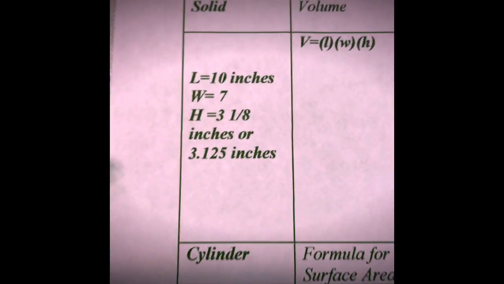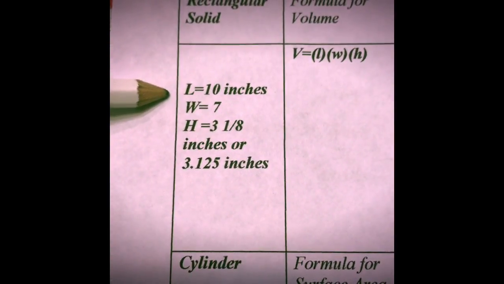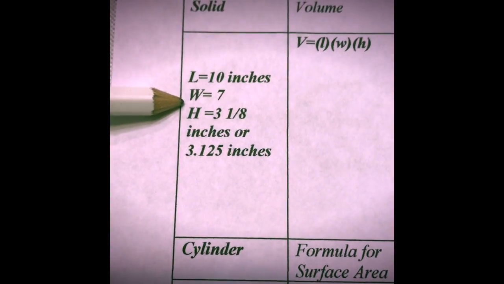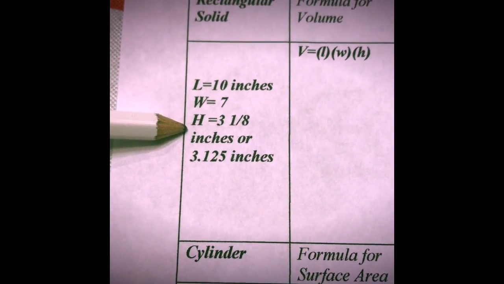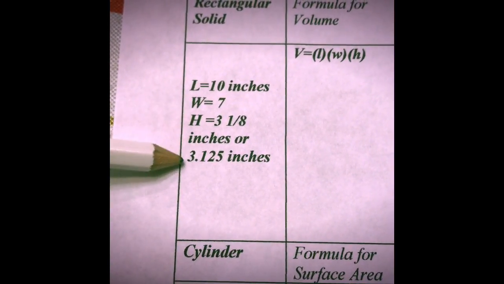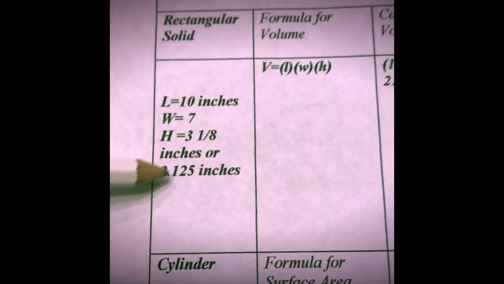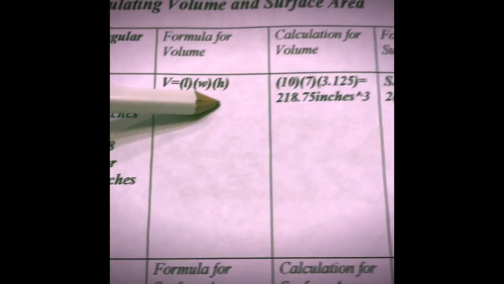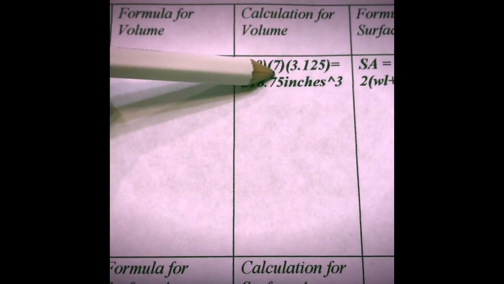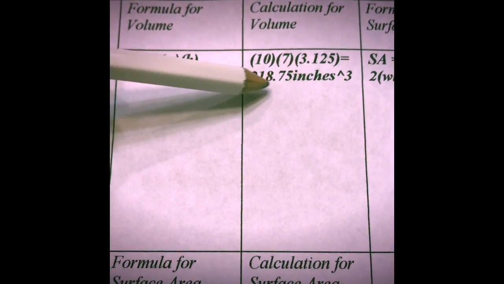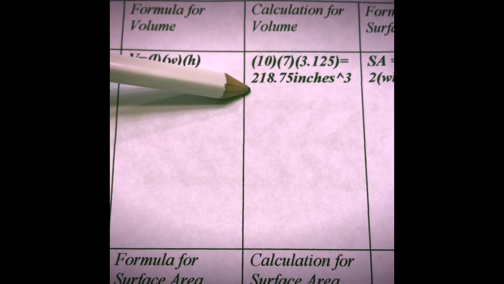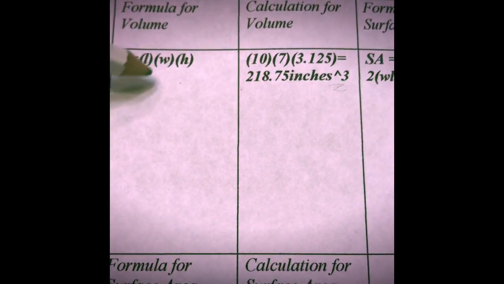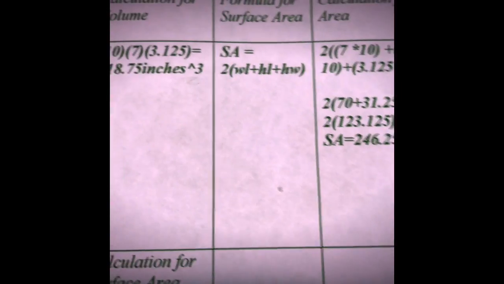Next we have the rectangular solid, which was the box that I measured. The length we got was 10 inches, the width was 7, and the height was 3 1/8. And if you want to put that in decimal form, it is 3.125 inches. For the volume, it's the length times the width times the height. So it's 10 times 7 times 3.125, which equals 218.75 inches cubed. Don't forget the cube since each of them is inches.